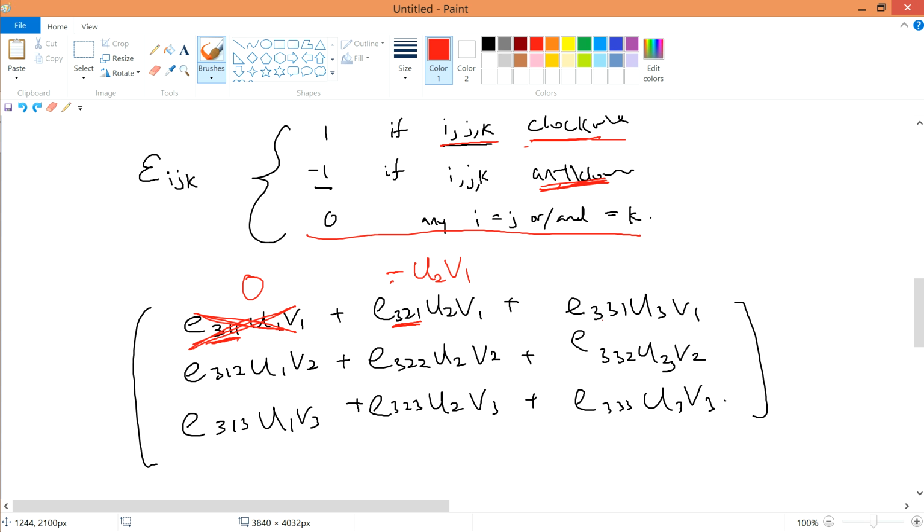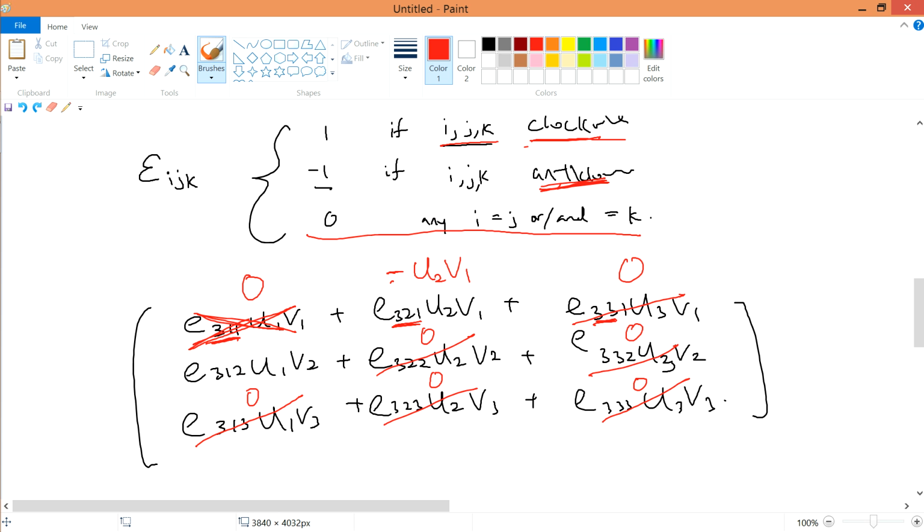And then E331, in this case I and J are the same, so therefore it's 0. In other words, if one number appears twice, like 33 over here, everything goes to 0. So you know that this is 0, this is also 0, 322 is 0, this is also 0, 313 is 0, 312 is 0. And therefore at the end of the day, we can only achieve minus u2 v1. Okay, sorry, it shouldn't end there.